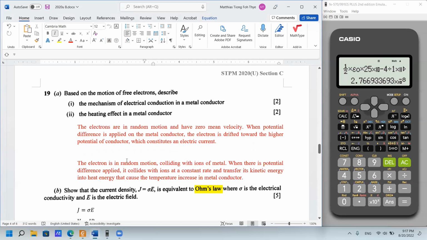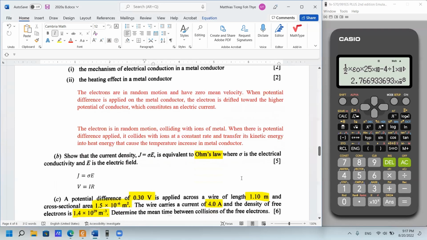As for the heating effect, electrons are constantly colliding with the ions of the metal. When they are in random motion, they have zero mean velocity. If the potential difference is applied, they collide with the ions at a constant rate and transfer kinetic energy into heat energy, which causes the temperature increase in the metal conductor. So now we move on to the next question.